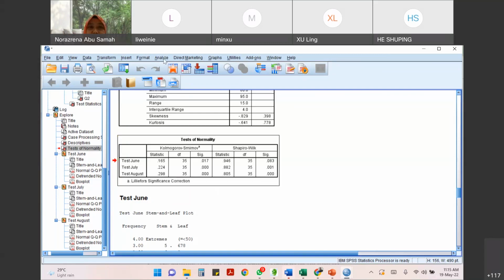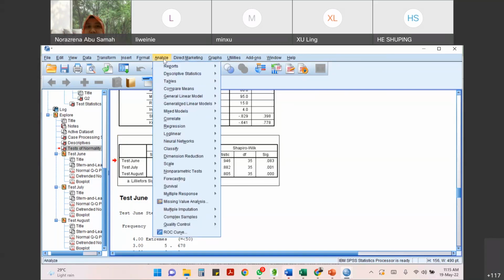So that is for the normality test. And then we have here the one sample t-test under compare means, and the independent sample t-test. The one sample t-test is when you have one sample, and you want to compare the mean of that sample with the mean of the population. That's for one sample.